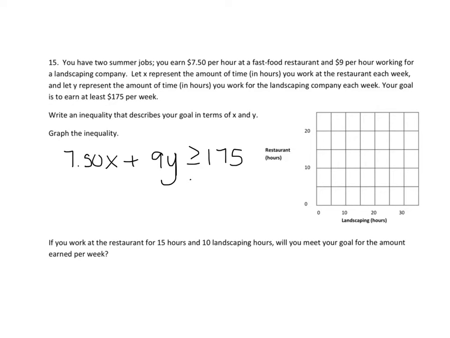because it's in standard form, and that's the easiest way to do something like this. So to find my X-intercept, I'm going to let Y equal 0 and solve. And so my X-intercept is 23.3. To find my Y-intercept, I'm going to let X equal 0 and solve. So I'm just taking 175 and dividing by 9. So my Y-intercept is 19.4.